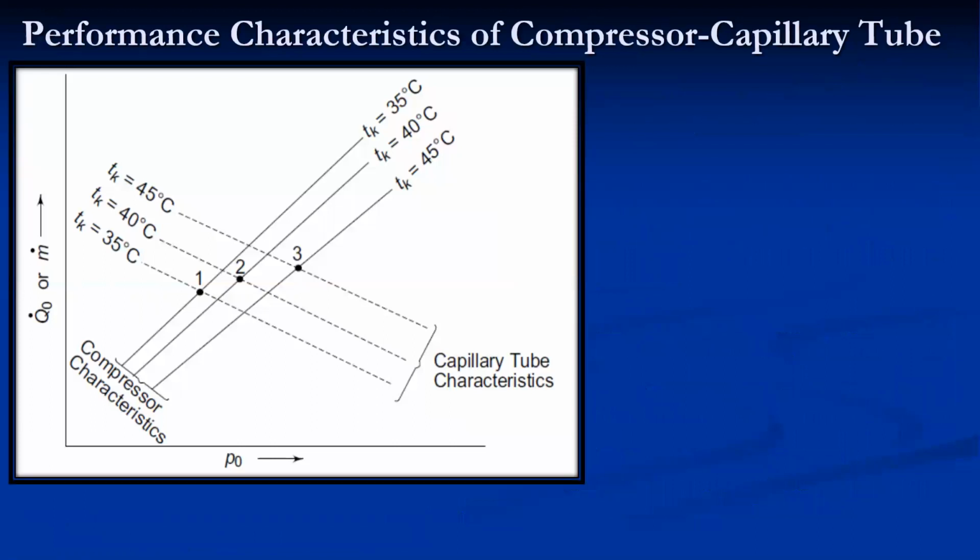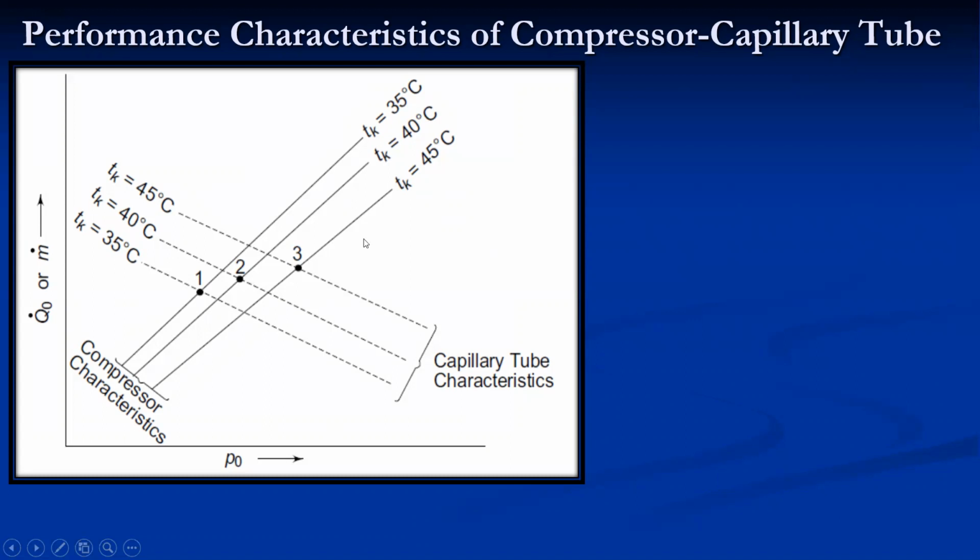Now the second case, that is, we have to develop the performance characteristic of the compressor and capillary tube. Already we have discussed, these are the performance curves of the compressor, as discussed earlier. As the evaporating temperature increases, the compressor cooling capacity increases, and as the condensing temperature increases, the compressor cooling capacity decreases. So for three different condensing temperatures, we have obtained these curves.